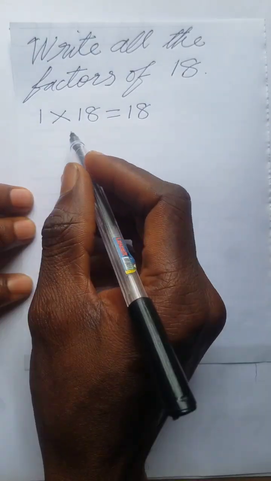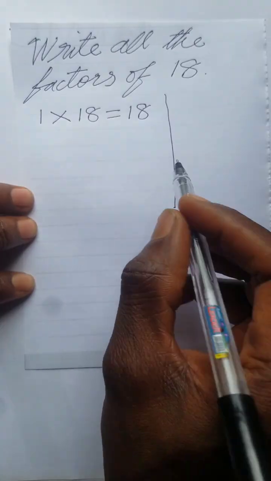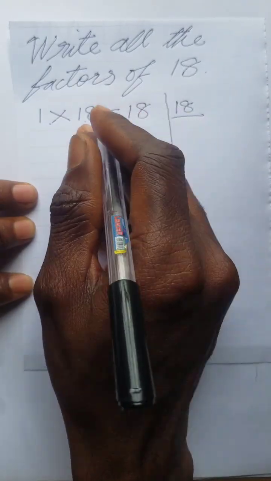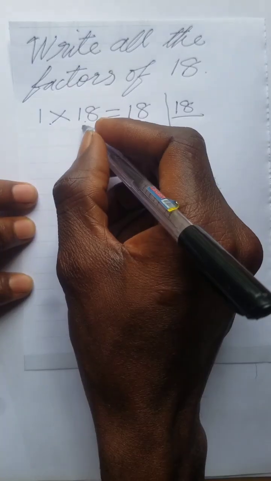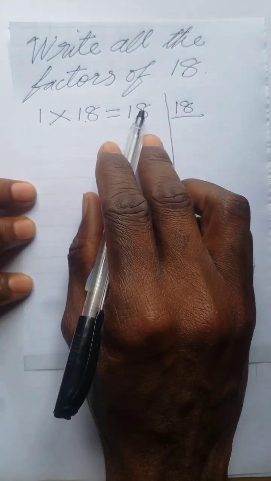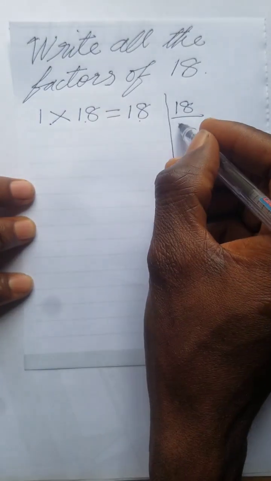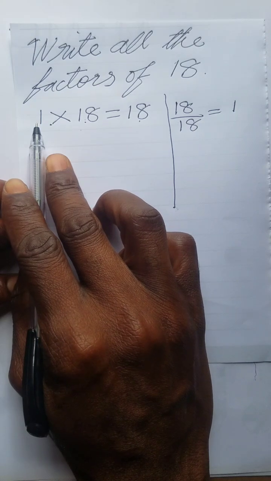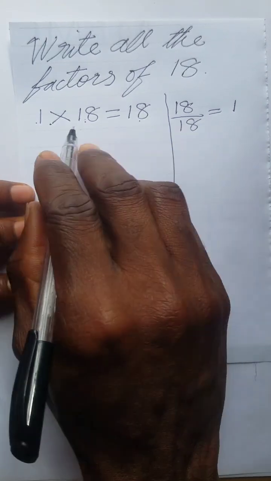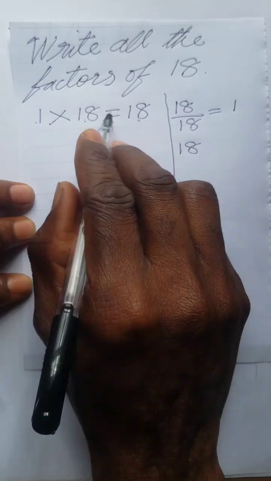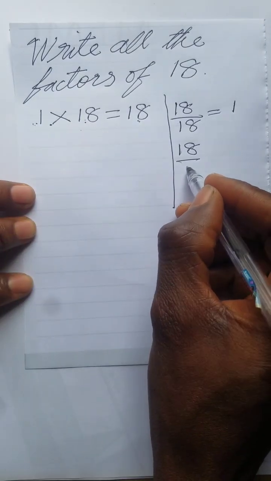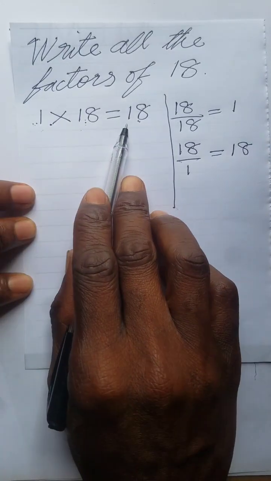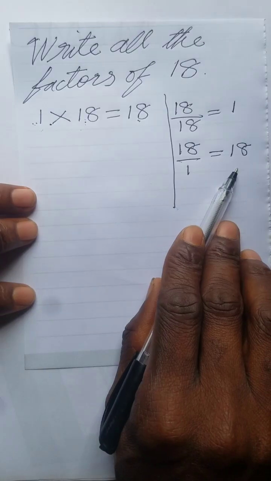Now, how does that relate to my factor? If 1 times 18 is 18, it therefore means that 18, this product, divided by one of the factors of 18, is going to give me the other factor. Also, 18 divided by 1 is what? The other number, 18. So that's how multiplication relates to division.